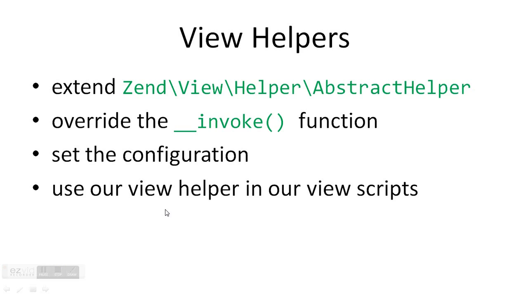So that's it. So just to reiterate, the four steps we had to do was to extend the abstract helper class, override the invoke function, create a little bit of configuration, and then we can actually use the view helper in our view scripts.